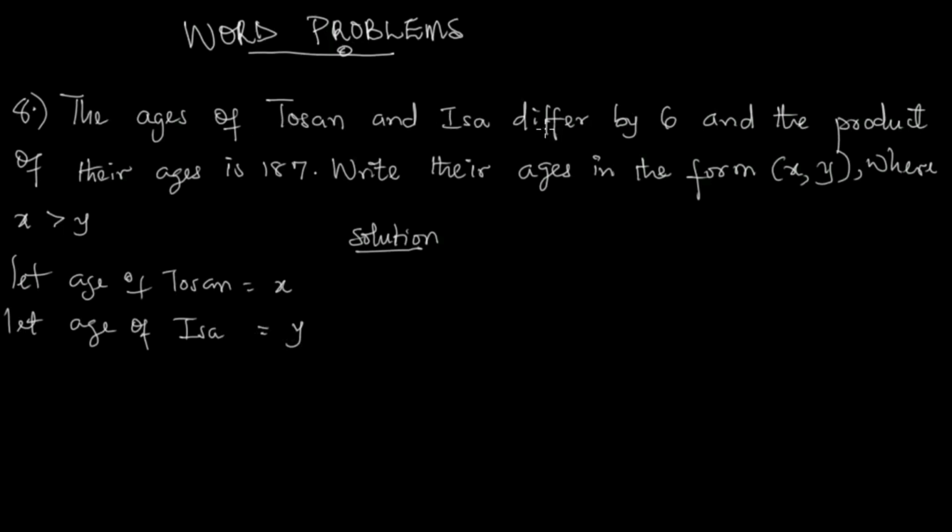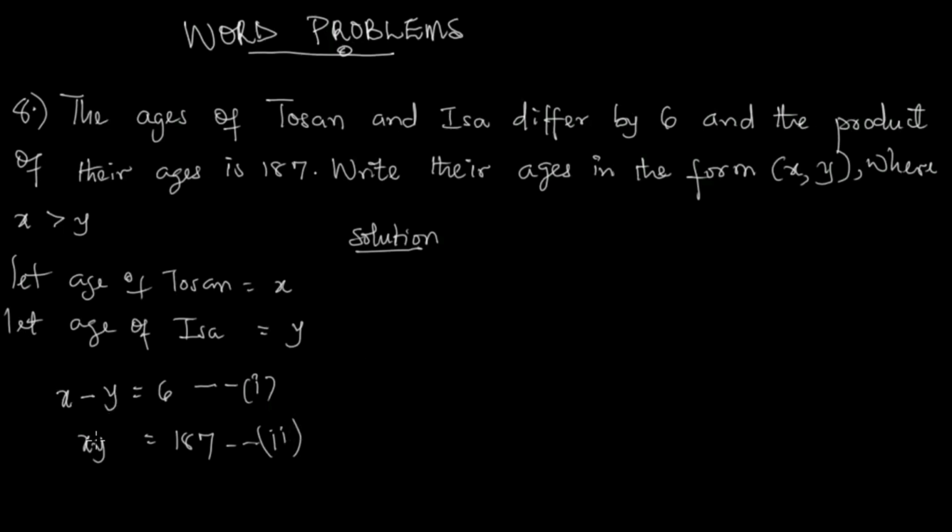So if their ages differ by 6, we could say that x minus y equals 6, because x is greater than y. That's why x is coming first. You know, age is always a positive value. So x minus y equals 6. And it also says that the product of their ages is 187, which means that xy equals 187. So we're going to solve this equation and this equation simultaneously. We have equation 1 and equation 2.